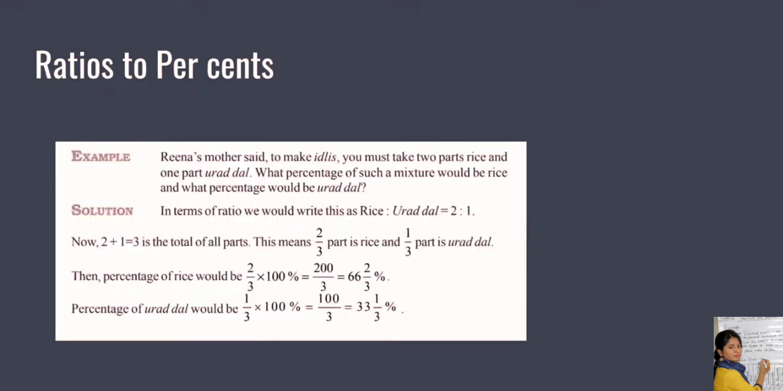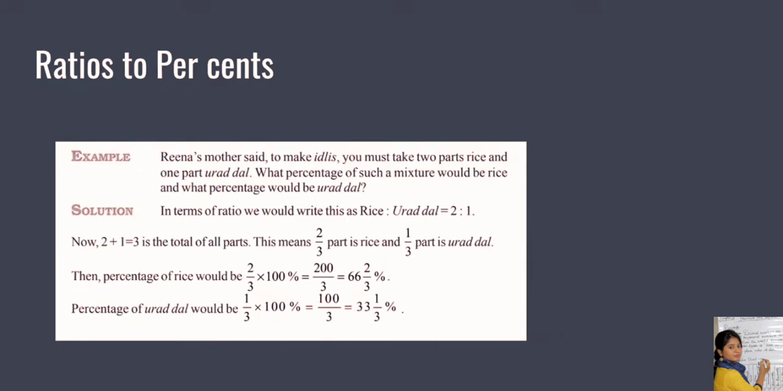Now look at this, ratios to percents. Rina's mother said to make idlis, you must take 2 parts rice and 1 part urad dal. What percentage of such a mixture would be rice and what percentage would be urad dal? For this, first of all, we have to understand the important points that are given, and with the use of that we will solve the question further. So in terms of ratio, we can write rice is to urad dal is equal to 2:1, as it is given that 2 parts rice and 1 part urad dal.